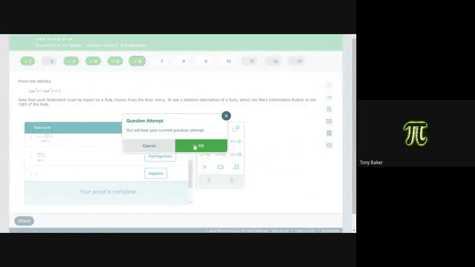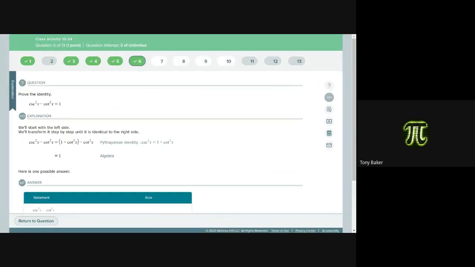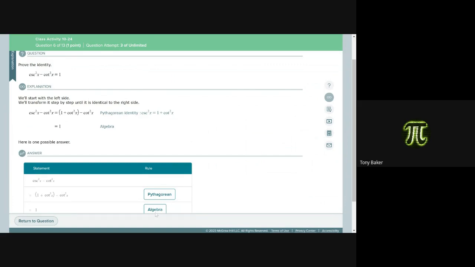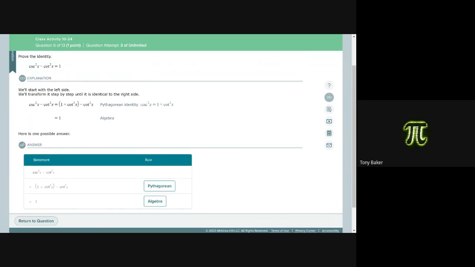I want to actually see how they did it. They literally did it in 2 steps. But yeah, you should have been able to do it in 1.